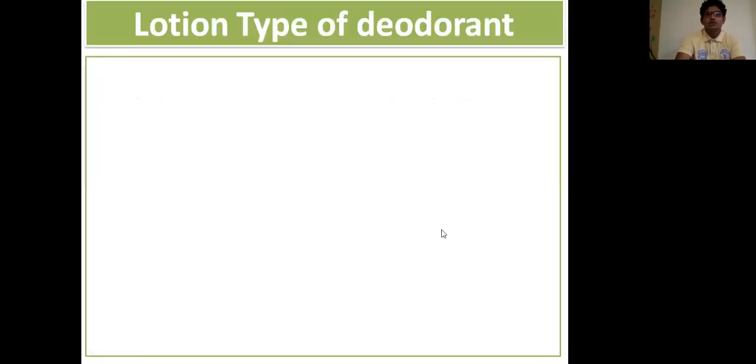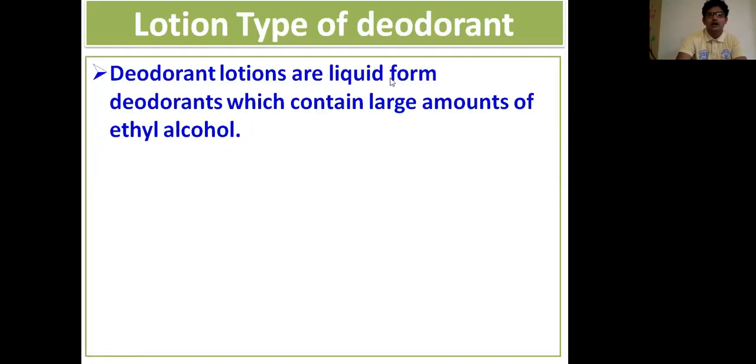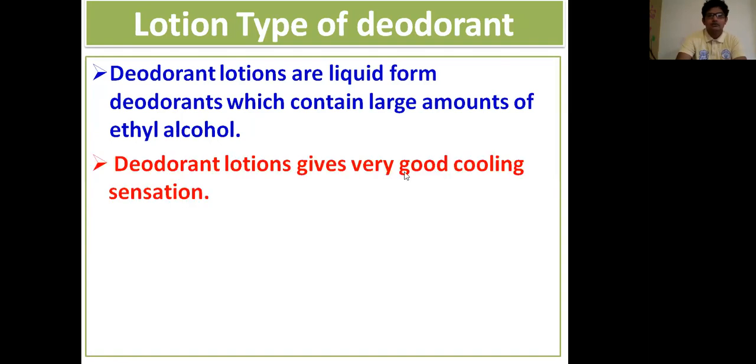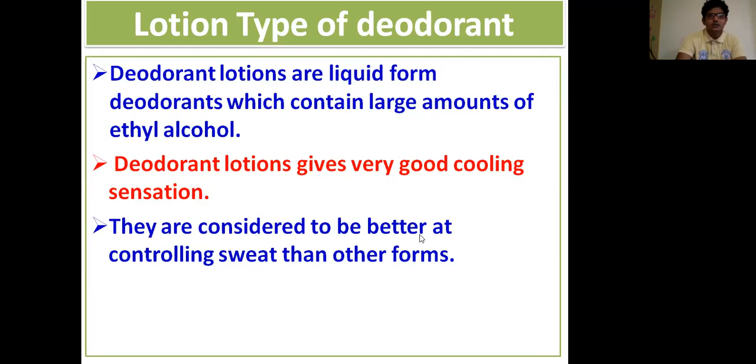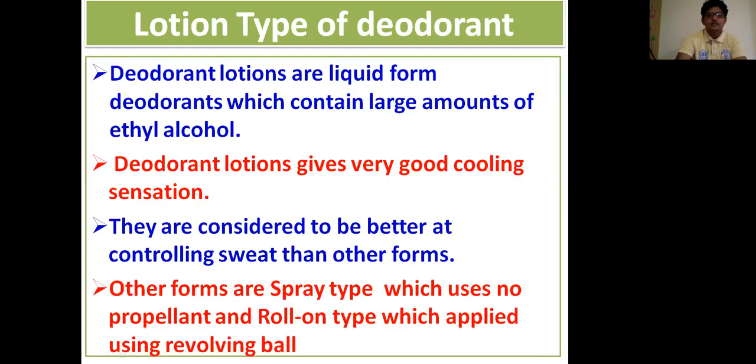So here is a lotion type of deodorant. Deodorant lotions are liquid form deodorants which contain a large amount of ethyl alcohol. Deodorant lotion gives a very good cooling sensation. They are considered to be better at controlling sweat than other forms. Other forms are the spray type, which uses no propellant, and the roll-on type, which is applied using revolving balls.